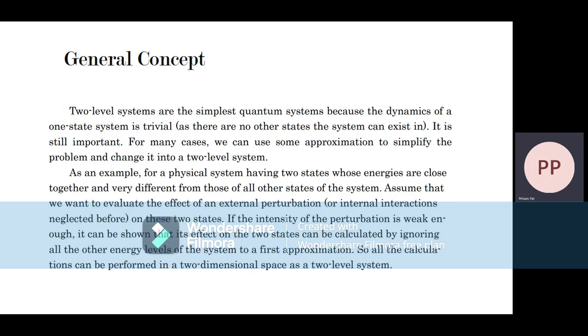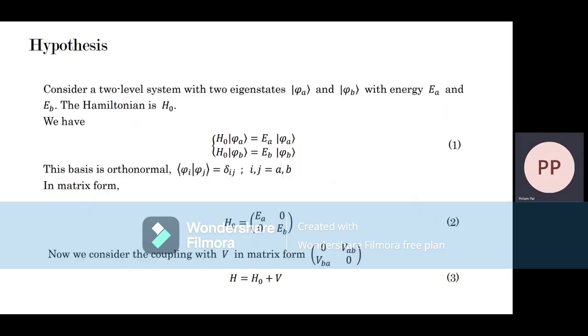We all know about first order perturbation and second order perturbation. Suppose the perturbation we are applying on the system is very weak, meaning its intensity is very weak. Then the effect on the two states can be easily calculated by ignoring all the other energy levels of the system. This is called the first order approximation. All the calculations can be performed in a two-dimensional space, considering this as a two-level system. This is the approximation, or hypothesis, that we are going to use.